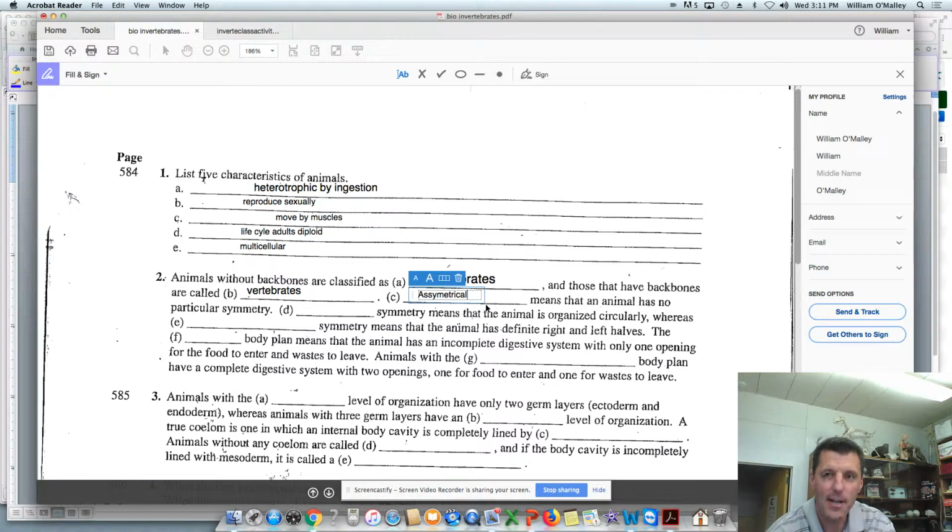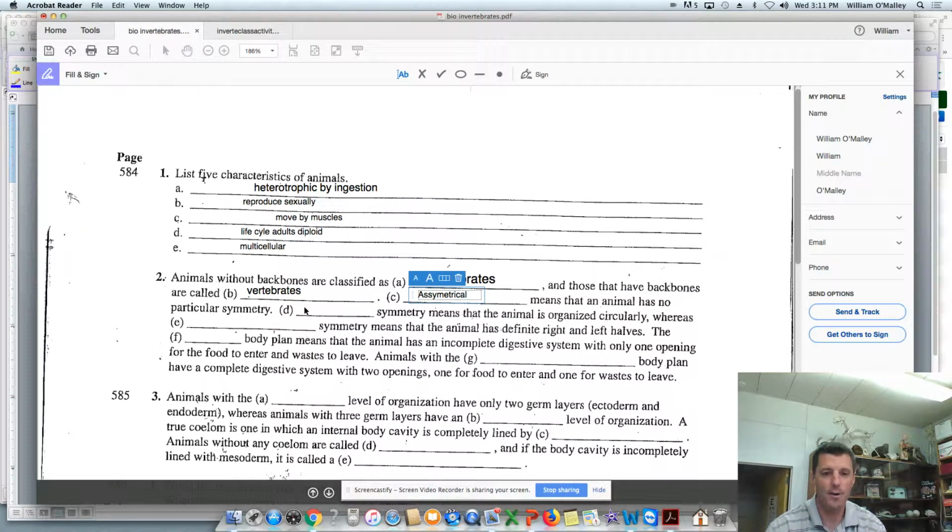What word, Samuel, means that an animal has no particular symmetry? Asymmetrical. Guys, I'm answering these for you, and some of you aren't writing them down. That doesn't make any sense to me. Right now would be the time to get these answered because I'm giving you the answers. I'll wait till later when I don't know what's going on and see how that works out. Okay. Asymmetrical. Has no particular symmetry.